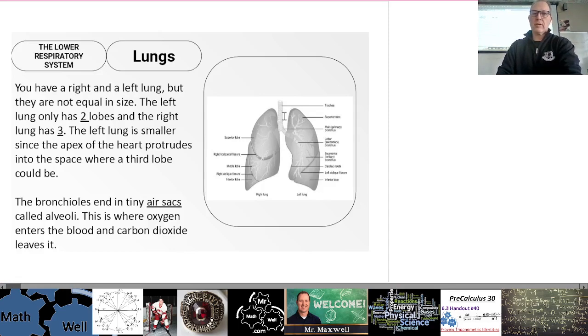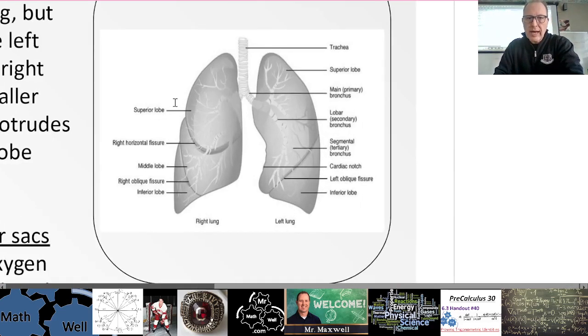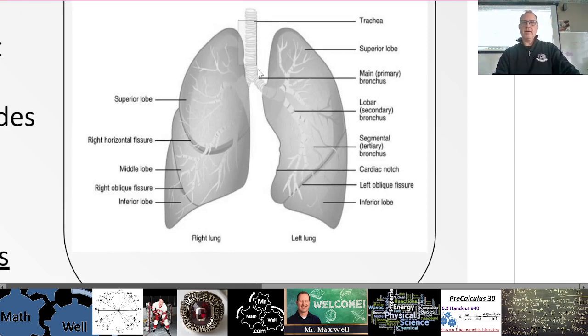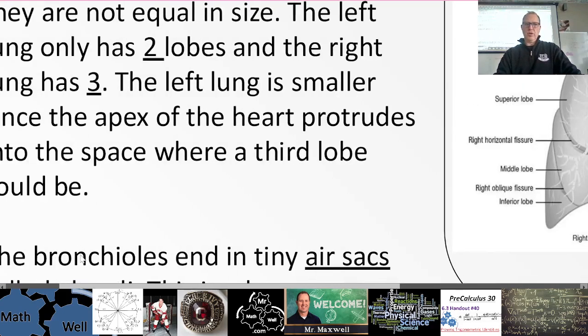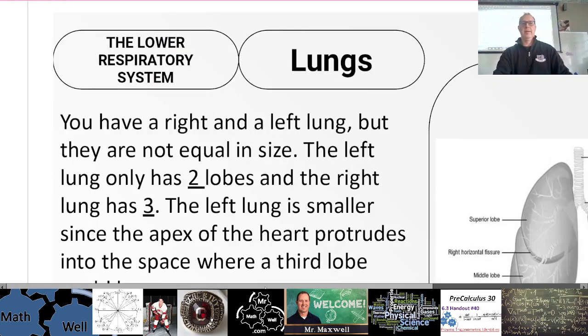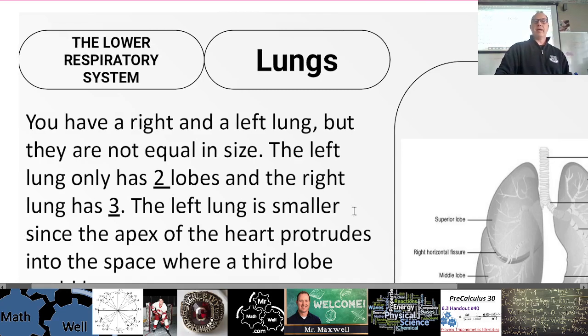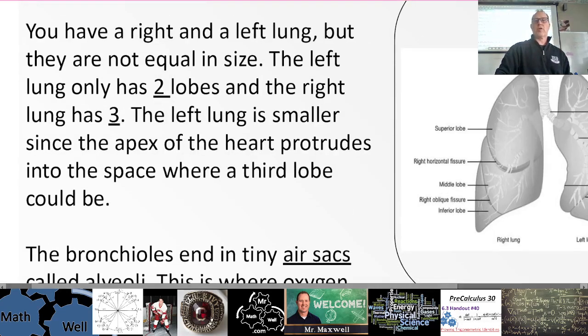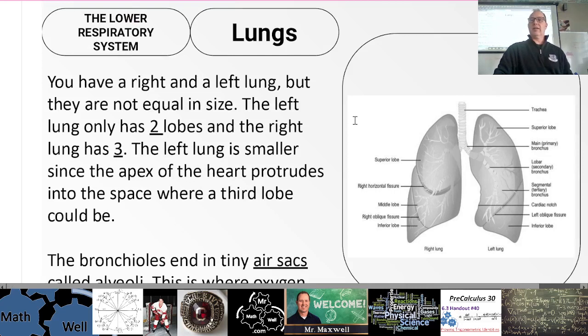Okay, so your lungs. I guess you can kind of see, here's your trachea, right here, and then the bronchi. And it branches into bronchioles, just like the branches of a tree, almost. It gets to be more and more. So the lungs, you have right and left lung, but they're not equal in size. The left lung has only 2 lobes, and the right has 3. Did you know that? The left lung is smaller since the apex of the heart protrudes into the space where the 3rd lobe could be. So literally to make a little space for your heart, on the left side, there's only 2 lobes. So it's a little bit smaller. Interesting.